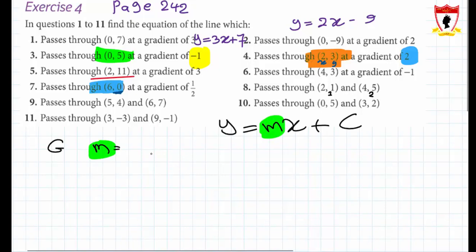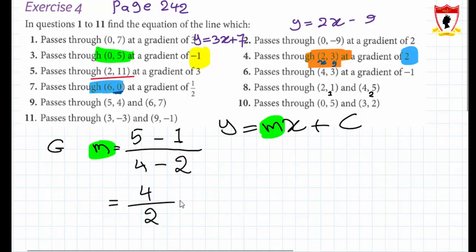Okay, how can we find the gradient from 2 points? We say y2 minus y1. y2 is 5 minus y1 is 1, over x2 minus x1. x2 is 4 minus x1 is 2. Now 5 minus 1 is equal to 4. 4 minus 2 is equal to 2. Can we simplify this? Of course we can. 4 divided by 2 is 2. We got the gradient.